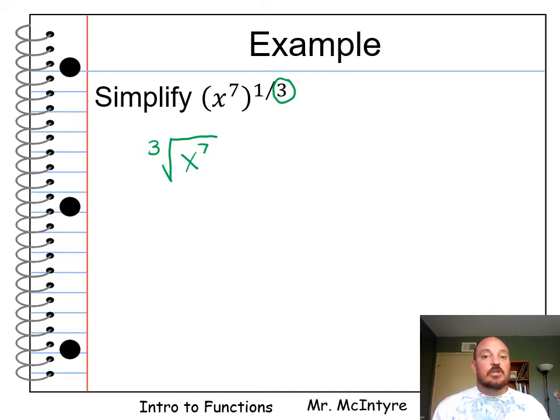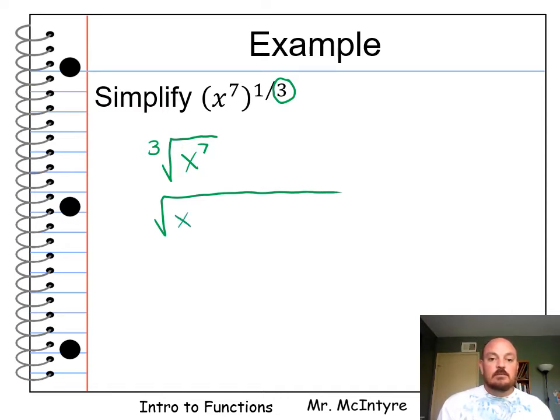I'm just asking you, what is the cube root, or the third root, of x to the 7th? Now as a quick reminder of how we did that from last week, remember what you're doing is basically factoring out groups of 3. You're saying x to the 7th is 1, 2, 3, 4, 5, 6, 7. It's x times itself 7 times.